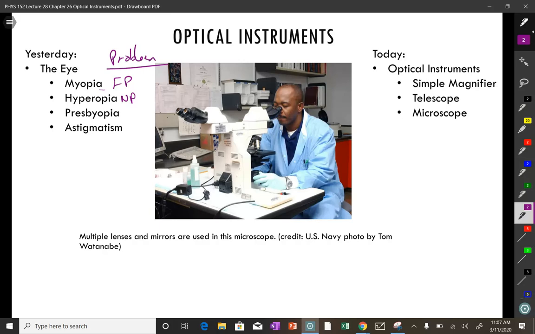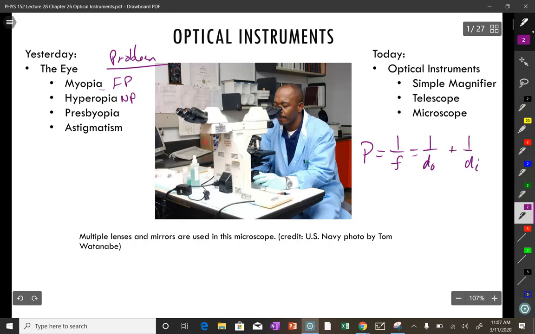Is that going to change your prescription? Maybe not. Yes, it will. Because remember, the prescription power is equal to 1 over f, which according to our thin lens equation is 1 over distance object plus 1 over distance image. So if distance object and distance image are shifted by 2 centimeters, so is the power. I mean, the power is not shifted by 2 centimeters, but it's also shifted. So your contact prescription is not the same as your eyeglass prescription.